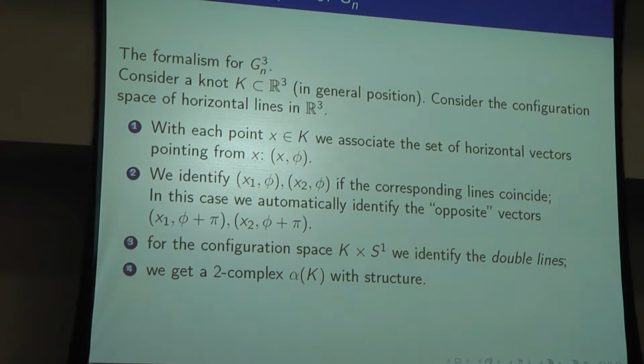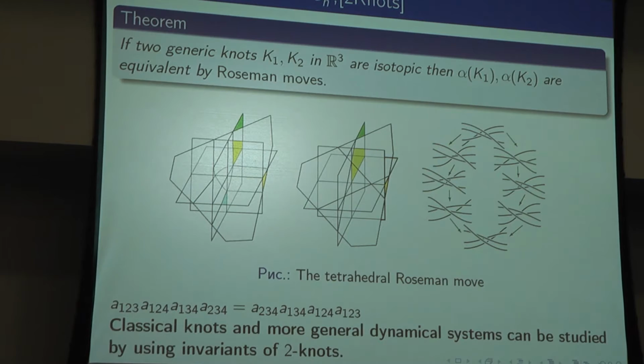Namely, I can consider a formal complex, so I consider a formal torus, which is the product of my knot with the space of all possible directions. So S1 times S1 is the torus. And then I identify some points, and I put some over-under information, and I get a two-complex with over-under information. And here is maybe the main picture, that we can get a Roseman move.